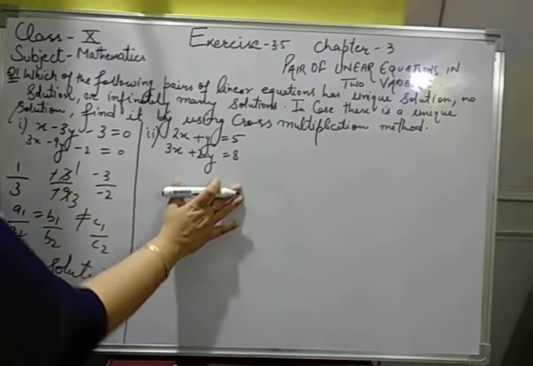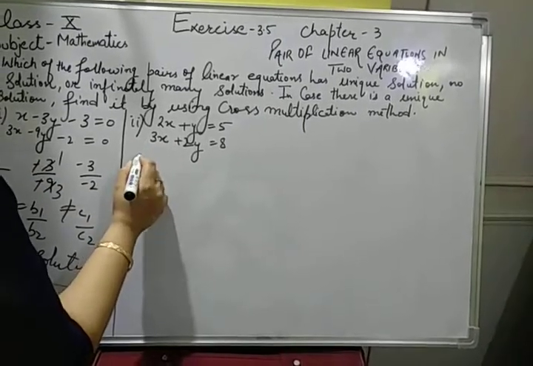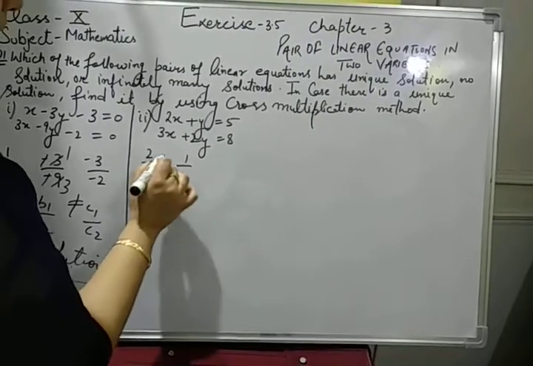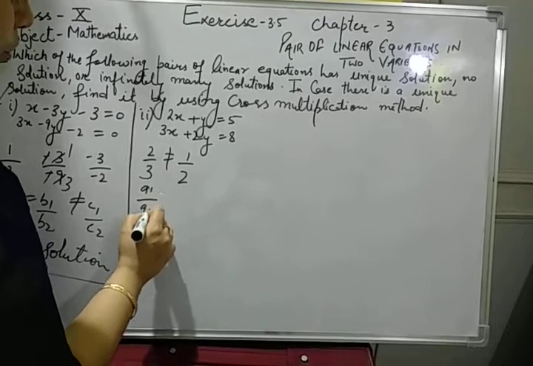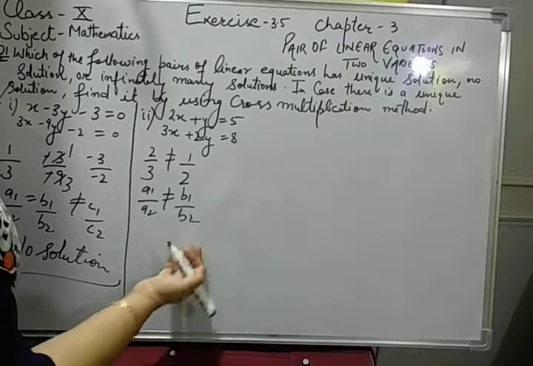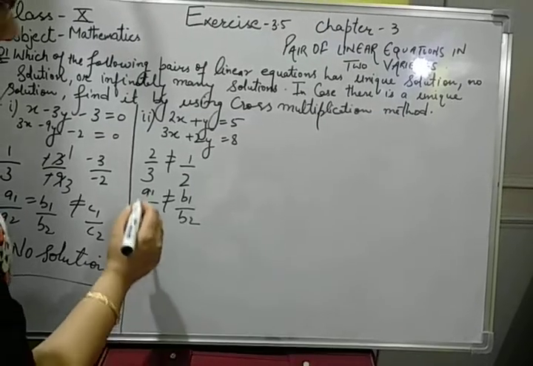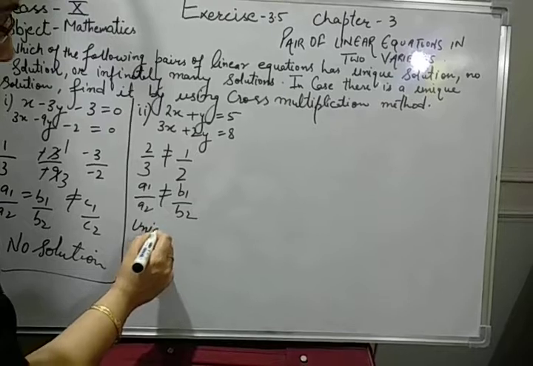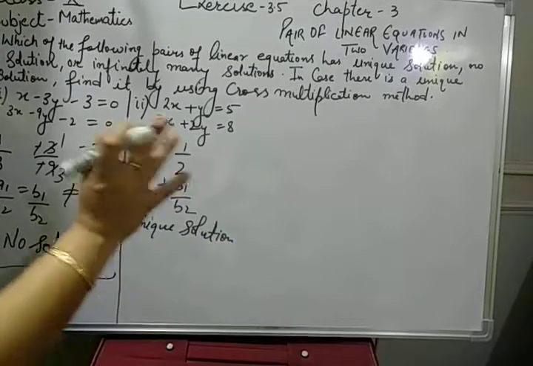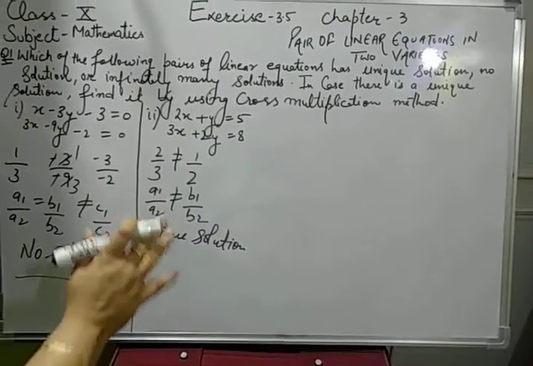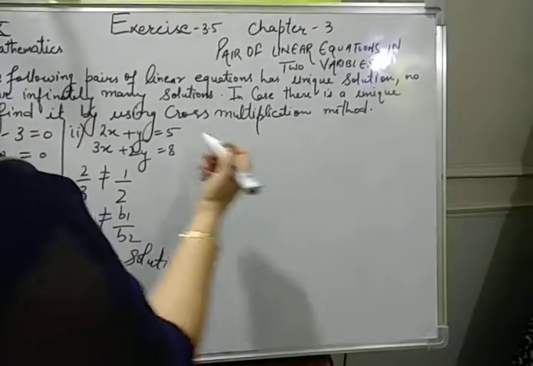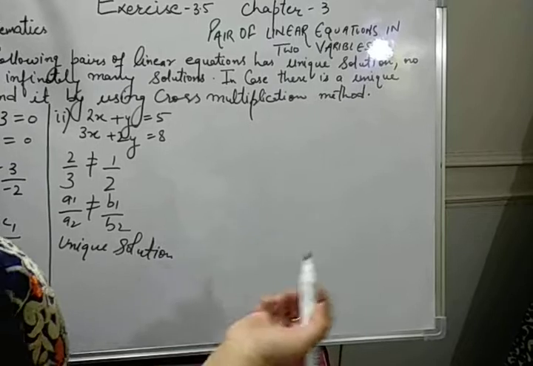Now if we see the second part here, a1 upon a2 is 2 upon 3, b1 upon b2 is 1 upon 2, right? It means that a1 upon a2 is not equal to b1 upon b2. If a1 upon a2 is not equal to b1 upon b2, it means these equations have a unique solution. If there is a unique solution, we have to find the solution now by cross multiplication method. First of all, I will tell you what is the cross multiplication method and how can we use it.